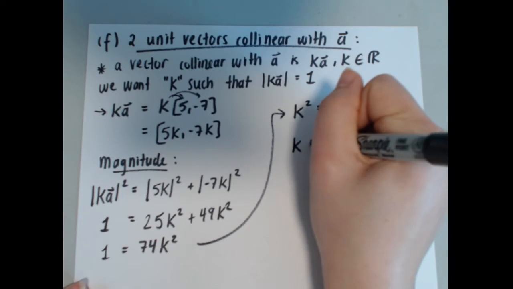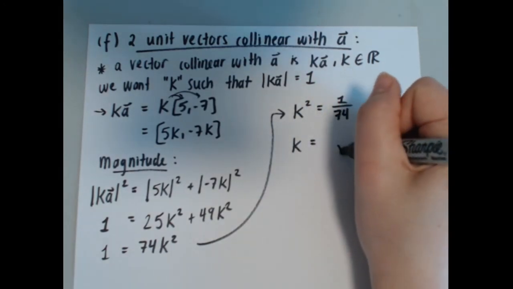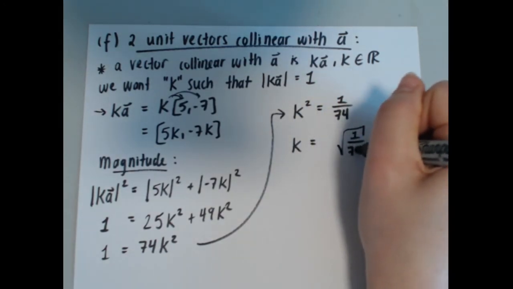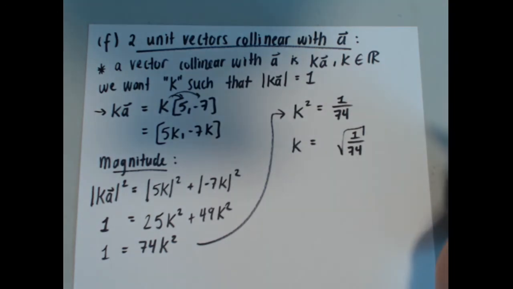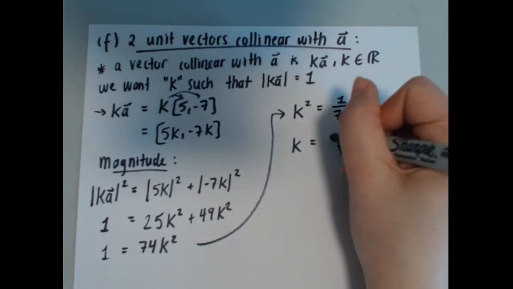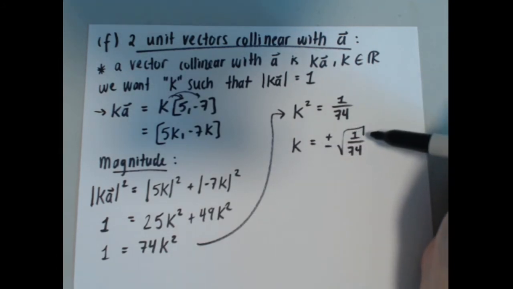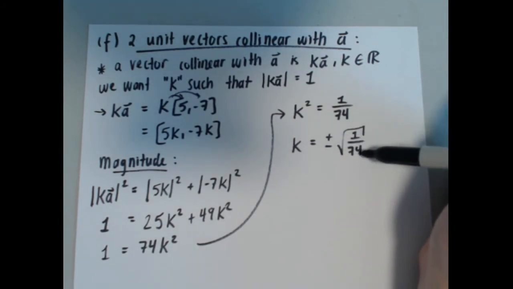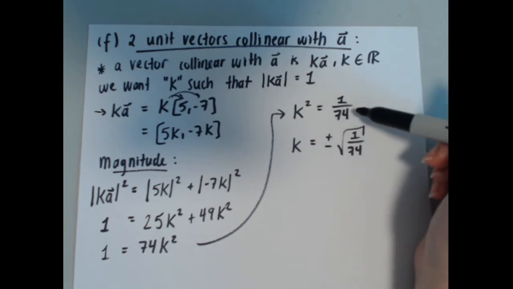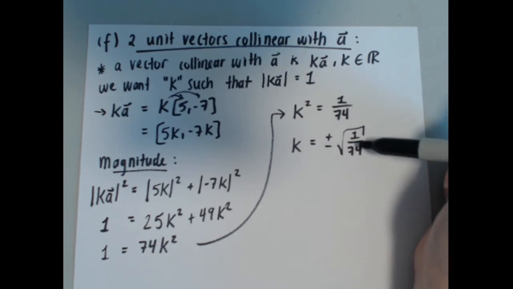So then k, if I square root both sides, I'm going to have root 1 over 74. Now what you got to be careful here is that I don't just have the positive root, I have the negative root as well, right? So if I have negative root 1 over 74 and I square it, I'm going to still have positive 1 over 74. So make sure you don't miss out on that second solution.